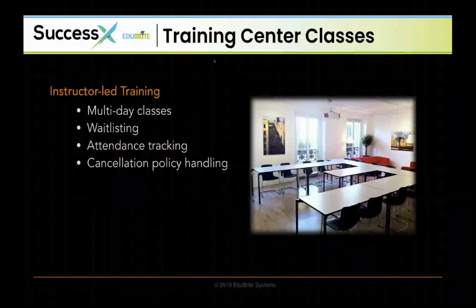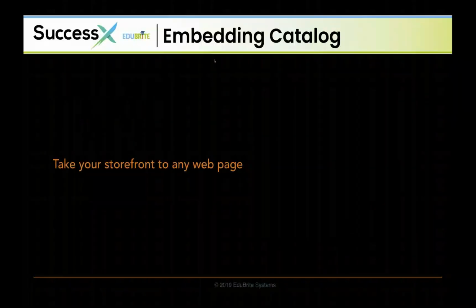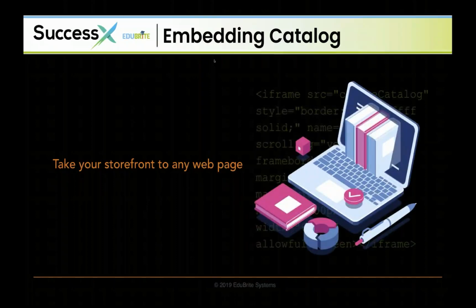So that's the online and the instructor-led side of things. And then beyond the catalog that you have on your own website, you may very well want to embed the catalog information code into another website so that you can have multiple storefronts. This allows you to have this code embedded in someone else's website in an iframe, and that could increase your sales by having multiple avenues to your catalog.